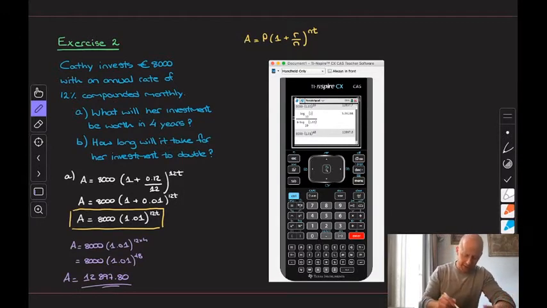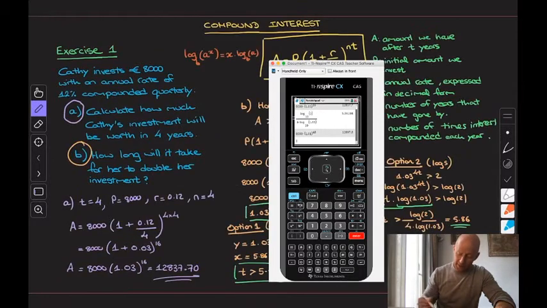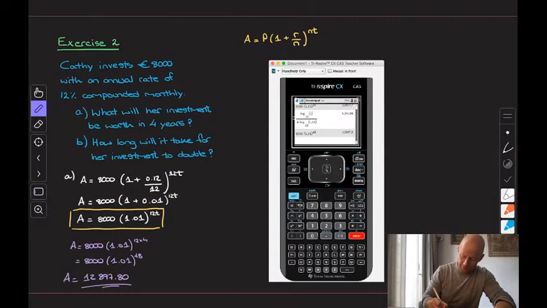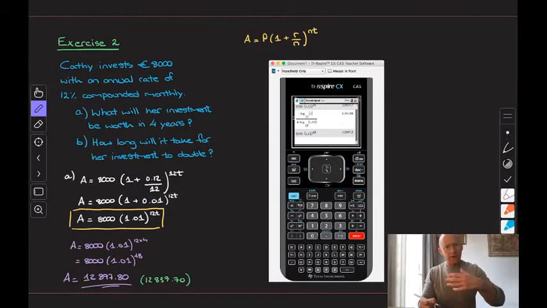Now if I quickly flick back, what did we have before? And I'll write what she had before in green here. 12,837.70. That's what she had when it was compounded quarterly. Again, may not seem like a massive difference, but if we were talking in millions or billions of euros or dollars, then that difference is actually quite a bit, right? It's all relative to the amount you start off with. So there is a difference between compounded monthly, quarterly, or just annually, right? It makes a big difference.